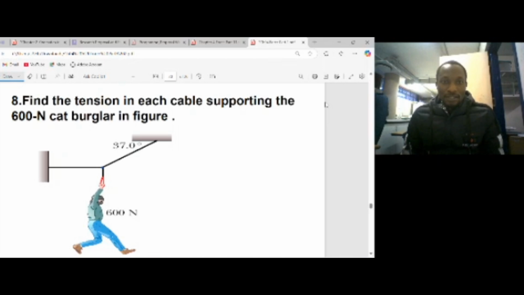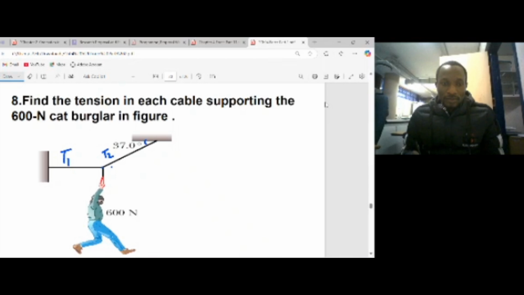It says, find the tension in each cable supporting the 600 Newton cat burglar in the figure. If you look at this diagram, you can see the cat burglar has a weight of 600 Newton, and there are two tensions acting on the cat burglar. There's one acting on this rope, so we can name it T1, and there's another tension acting on the rope on the right hand side, and we can name it T2. If you check carefully, T2 makes an angle theta which is 37 degrees, and T1 doesn't make an angle.